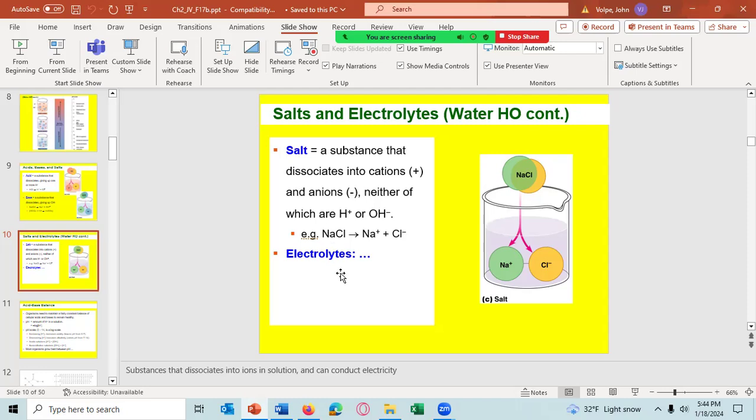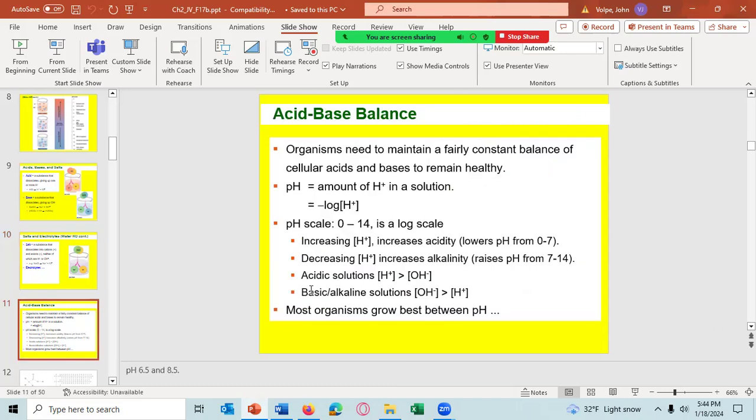Electrolytes are substances that disassociate into ions in solution, and then the electrolytes can conduct electricity. For example, salt water is better at conducting electricity than fresh water. Any question about any of that? All right, organisms need to maintain a fairly constant balance between their cellular acids and their bases to remain healthy.